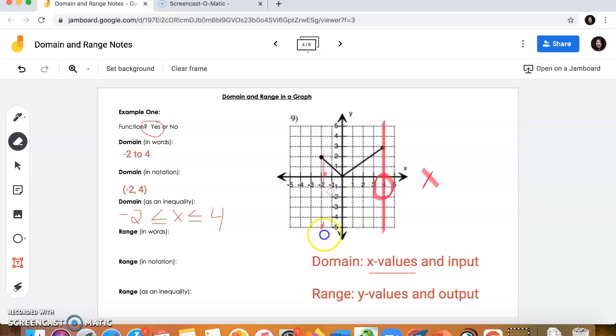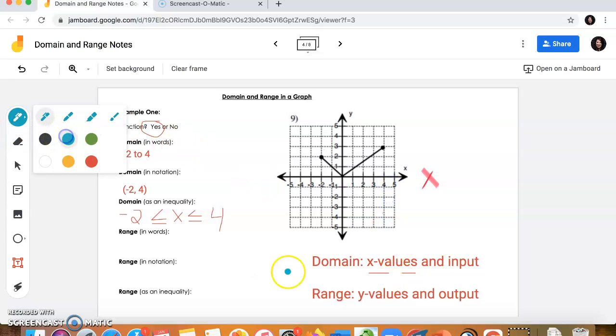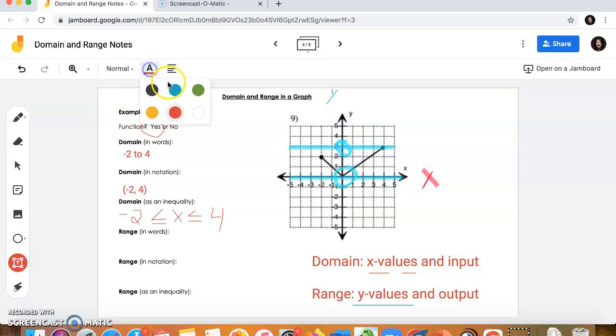Now, as we've talked about, the range is your y values. Your range is your y values. So what that means is we are going to go to our y-axis now, and we are going to draw lines on our y-axis at the top. Let me make a bit thicker line. At the top and at the bottom. And we read our graph bottom to top. So it hits here on the y-axis at 0, and it hits here at 3. So in words, our range is going to be 0 to 3. And then when we write that as notation, it's going to be 0, 3.